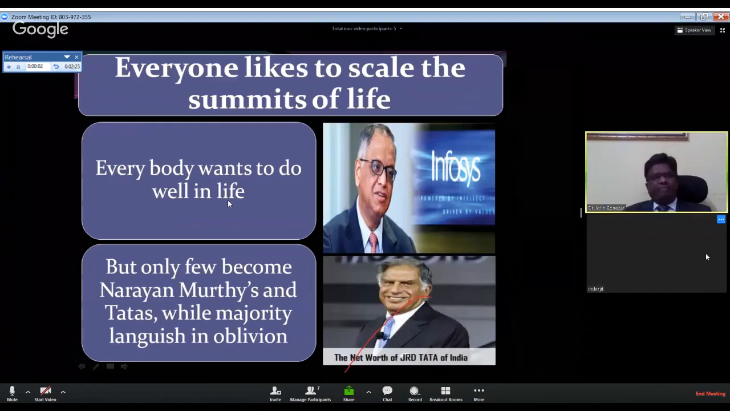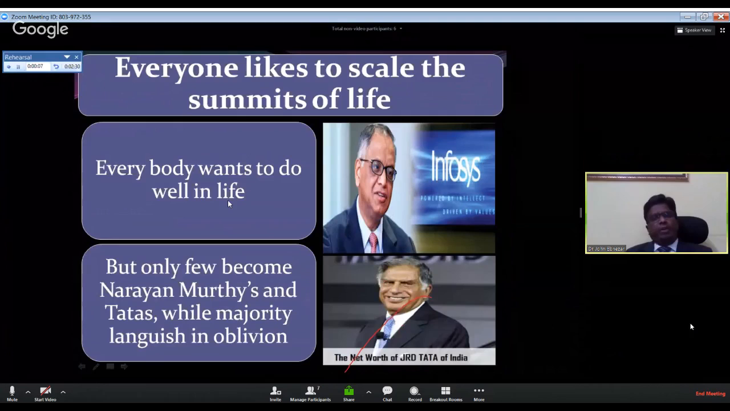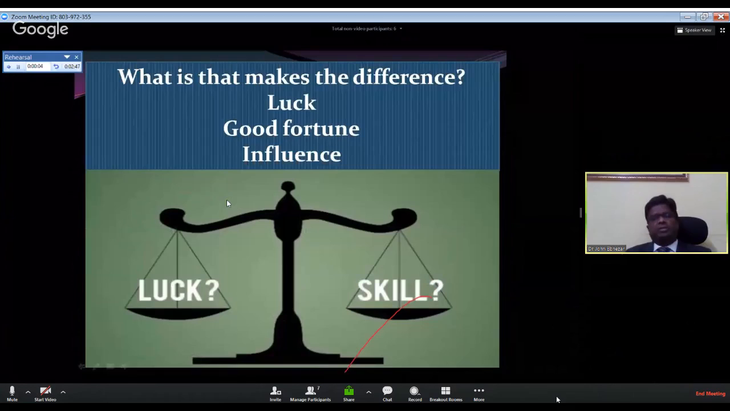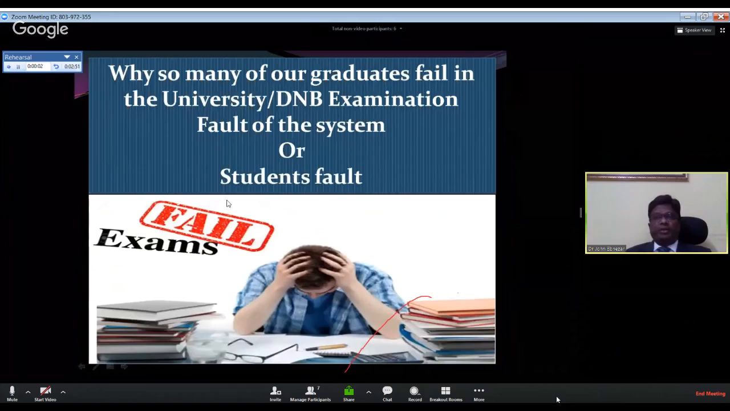Everyone likes to scale the summits of life, but only a few become Nine Movies and Jabbas, while the majority languish in the hall. Every student wants to do well in the examinations, but only a few do well and others don't. Why is the question? What makes the difference? Is it luck, good fortune, or influence? Why do so many of our graduates fail in the university examination? Is it part of the system or the students' fault?